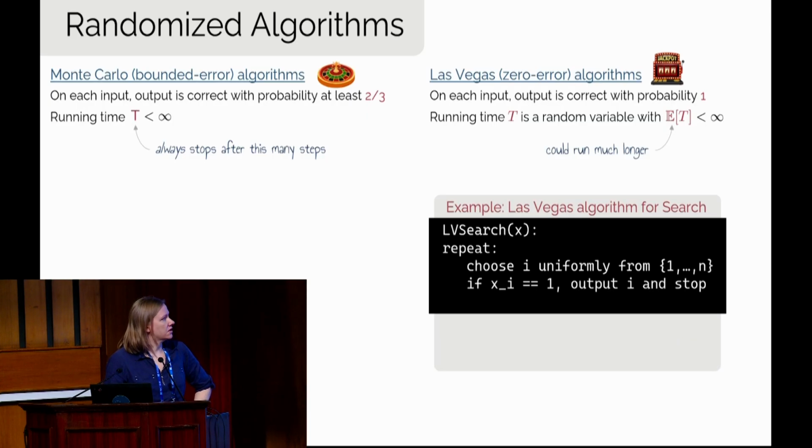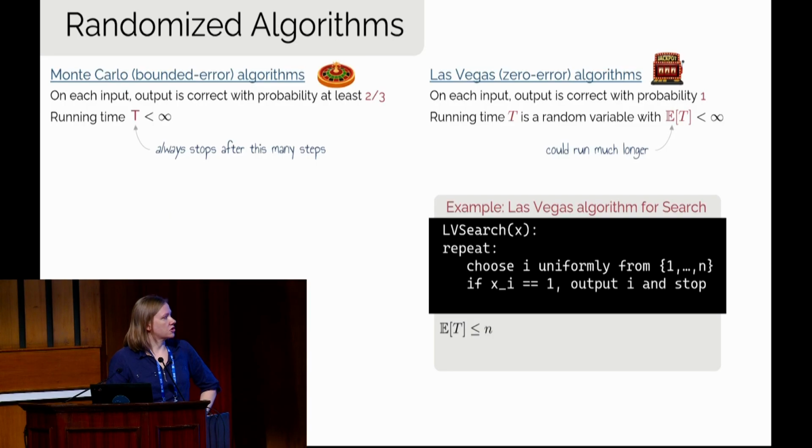So for example, consider this Las Vegas algorithm for the problem of black box search, which, if you recall, has as input an n-bit string x, and you want to find some I such that x sub I, the ith bit, is 1. We'll assume that there is such an I. Here's an algorithm that solves this problem. It repeatedly chooses a random I and checks if x_I equals 1, and if so, it outputs I, and then it's done.